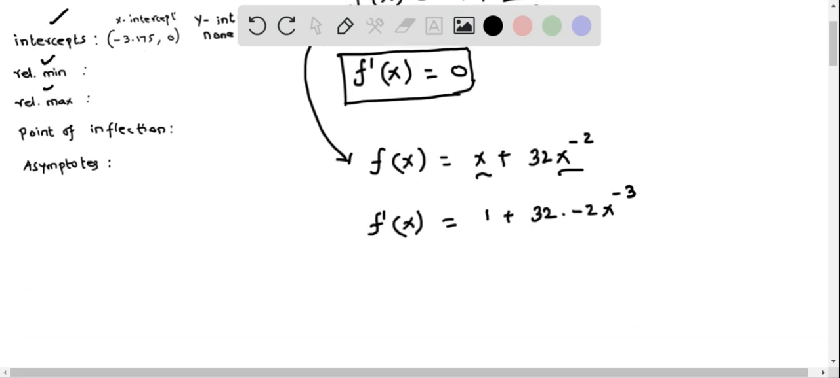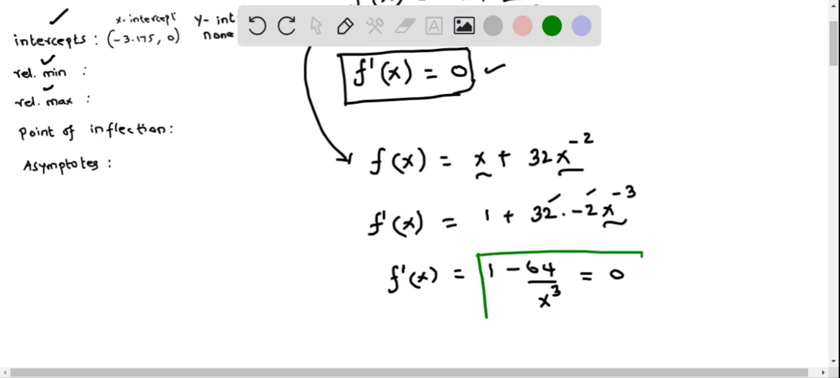Let's put this in simple form. So this equals 1 plus 32 times negative 2, which is negative 64. And now we can write this x to the minus 3 as 1 over x to the positive 3, or otherwise it is 64 divided by x cubed. So basically this expression gives the derivative of f of x, which is f prime of x. We need to set this equal to 0 and solve for x.